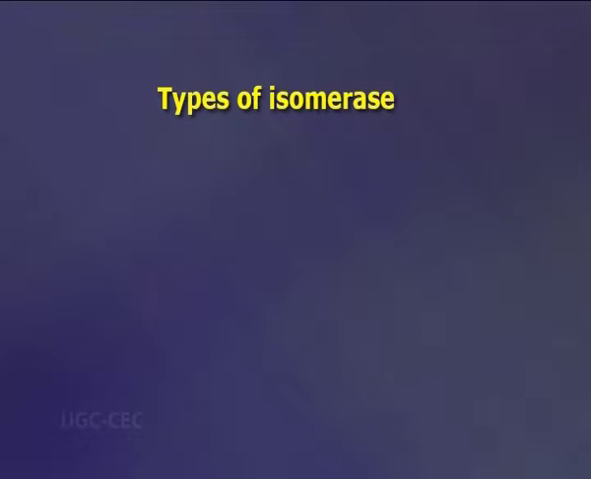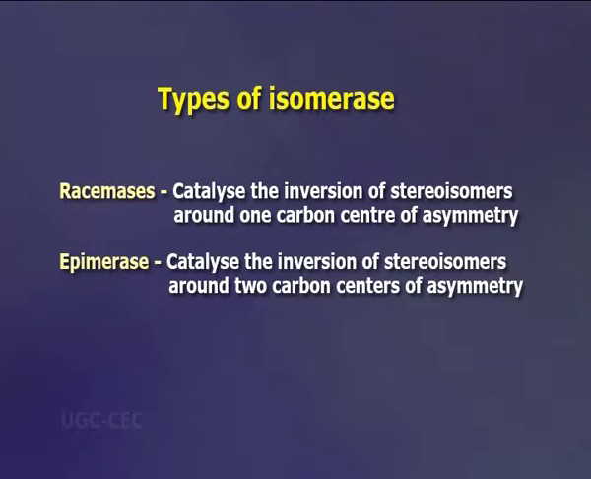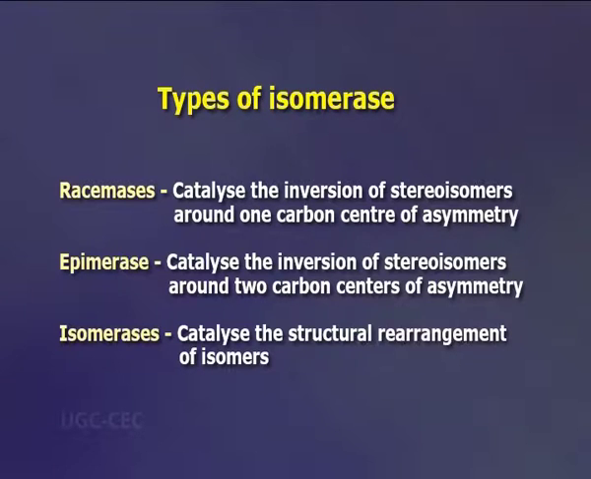Types of isomerases. Racemases catalyze the inversion of stereoisomers around one carbon center of asymmetry. Epimerases catalyze the inversion of stereoisomers around two carbon centers of asymmetry. Isomerases catalyze the structural rearrangement of isomers.